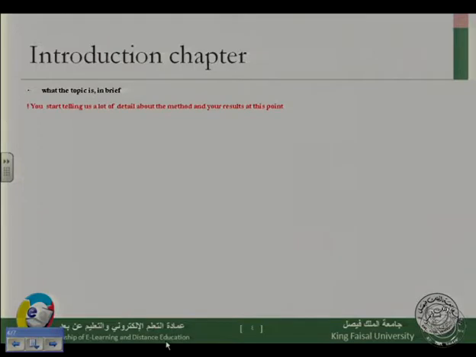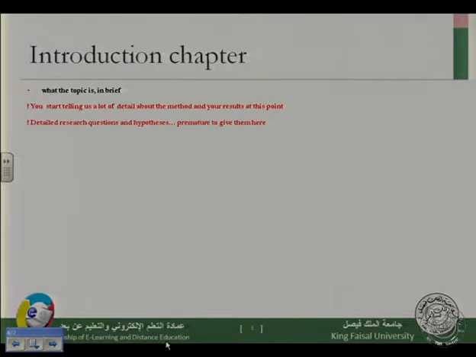This in red means no, don't do this. You start telling us a lot of detail about the method and your results at this point. No, this is not the point where you tell us about your methods. Tell us about your topic. We are talking about the introduction.